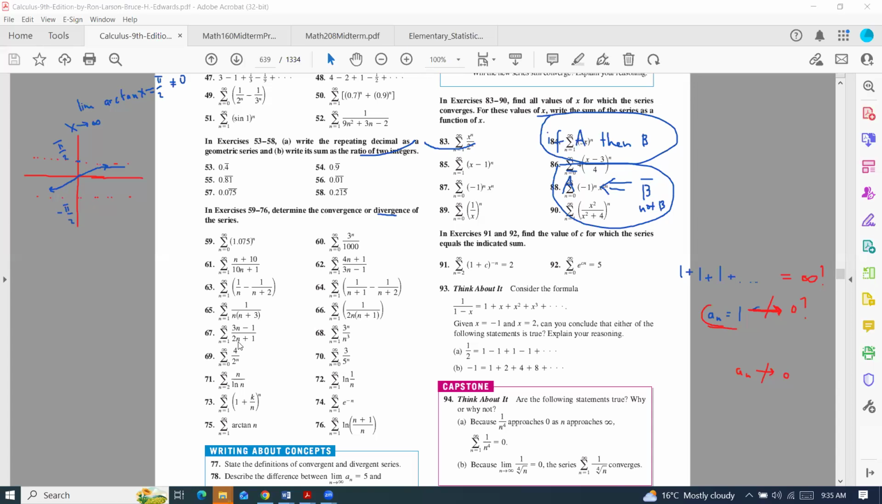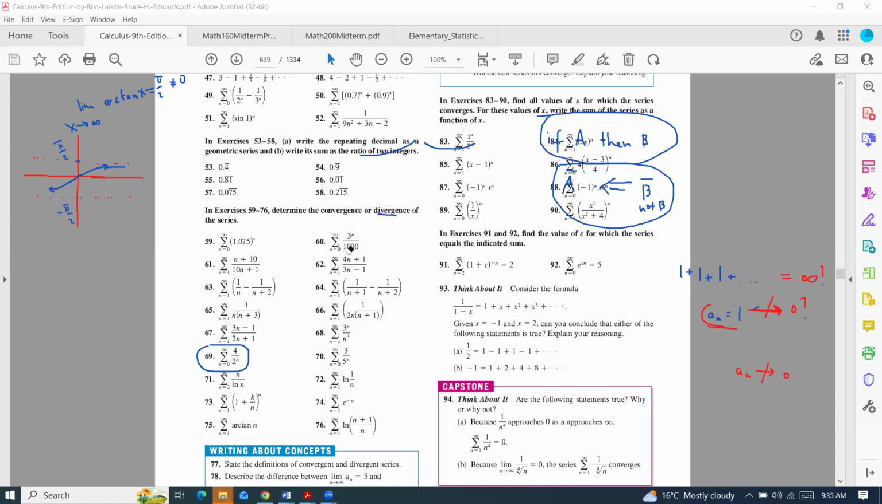So all of these fractional things are going to be divergent, but exercise number 69 is going to be what? It's geometric, right? You multiply by 1/2, 1/2, 1/2, 1/2. So that's a geometric series. Let me write it a little more carefully.